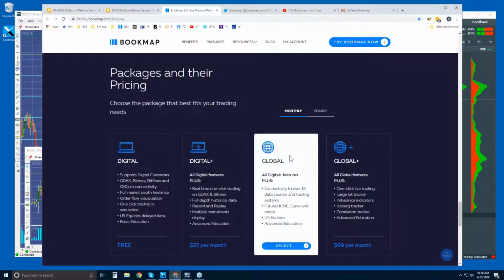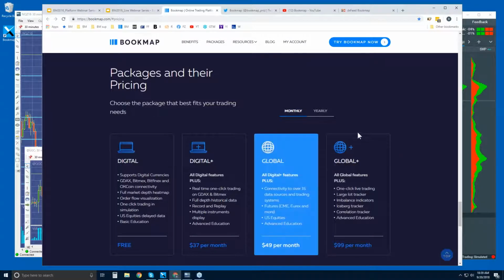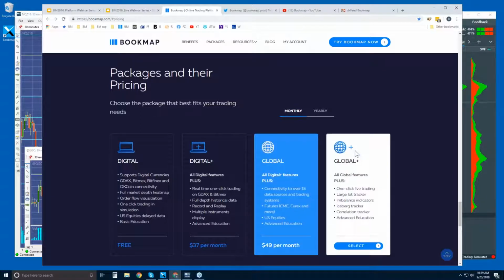Now, the Bookmap Global version, the big distinction between global and digital is that global allows you to connect to futures and US equities. Okay, that's it. So the Bookmap Global version, if that's the kind of trader that you are, with US equities or futures, then this is the cheapest version that you can get here. Okay, the next version up is the Bookmap Global Plus. What this offers is quite a bit more.